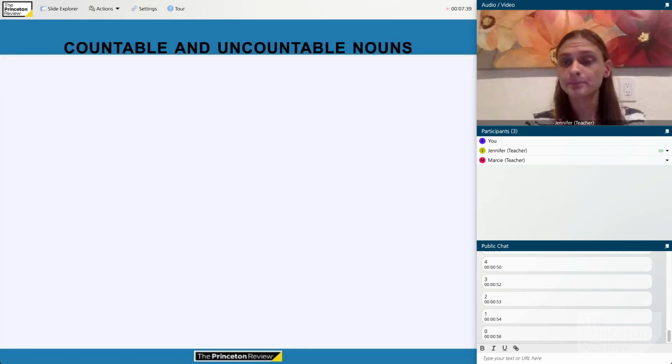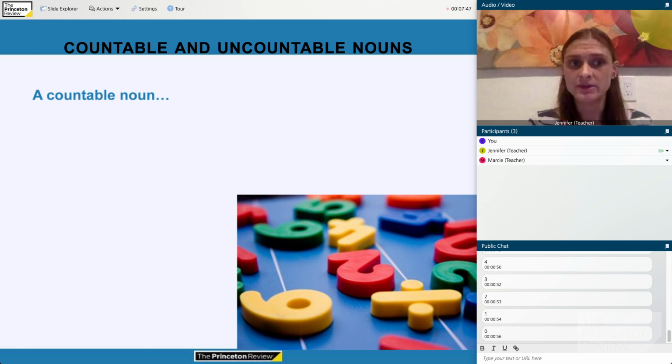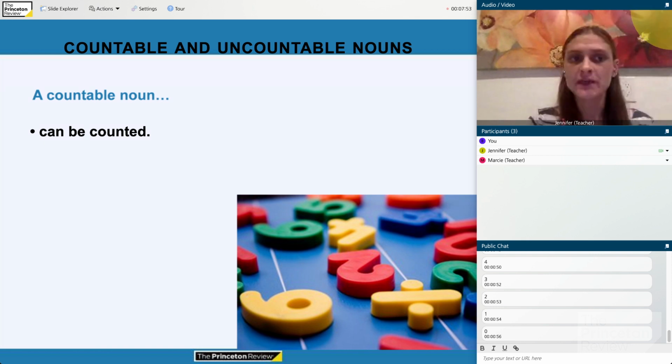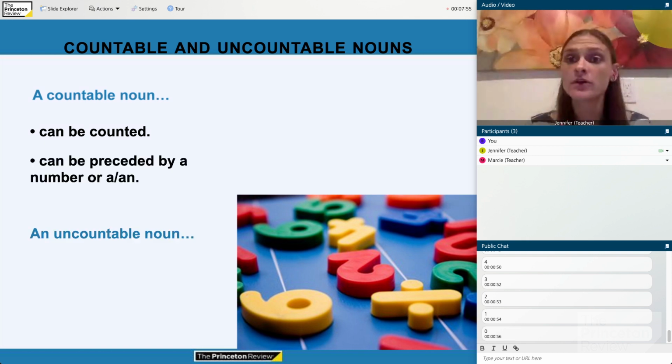All right. The last of those three major categories is the countable versus the uncountable nouns. So a countable noun, well, you can count it. Pretty self-explanatory. And one trick that you can use to determine whether a noun is countable is if you can put a number in front of it or the word a or an, depending on whether it starts with a consonant or a vowel, then it's probably going to be countable. And I'll show you that trick in a moment.